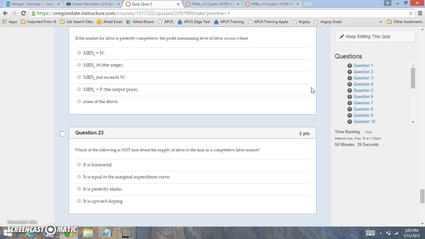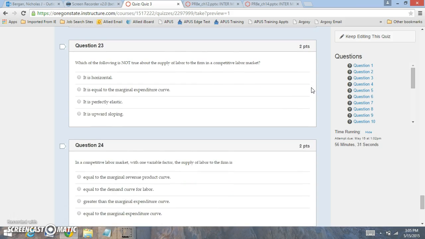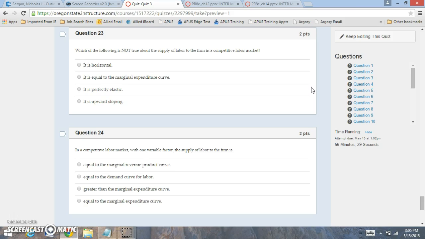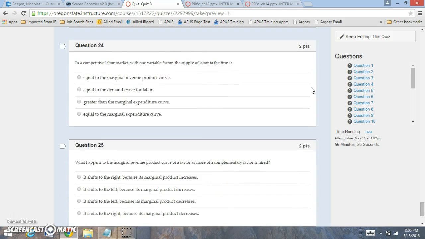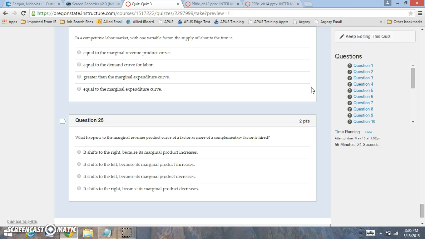A perfectly competitive firm is just like the market structure. They're going to hire all workers at the same wage rate. So those are some of the questions that you're going to be focused on this week.